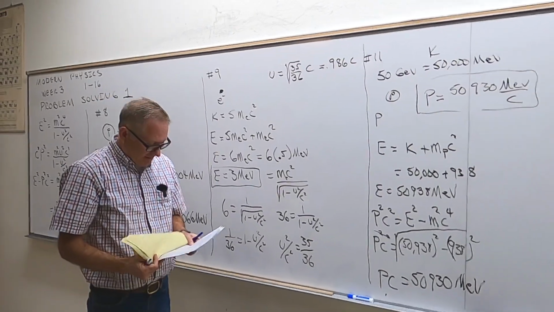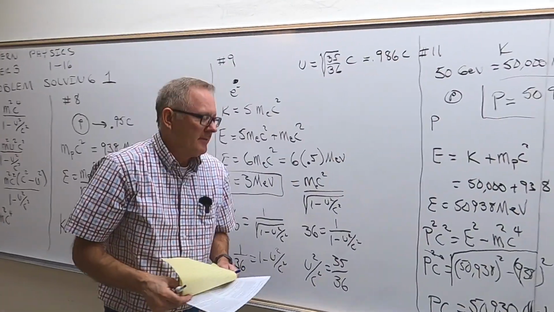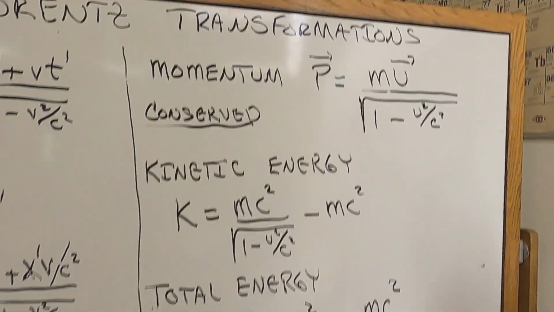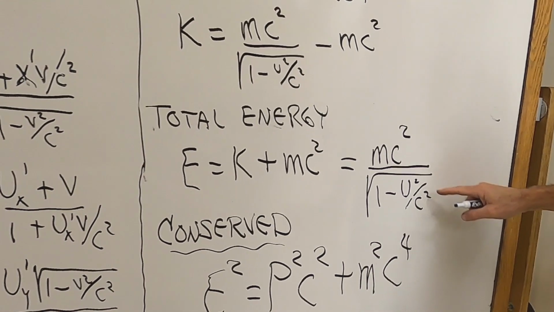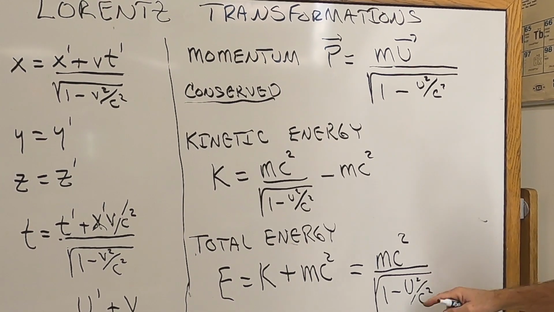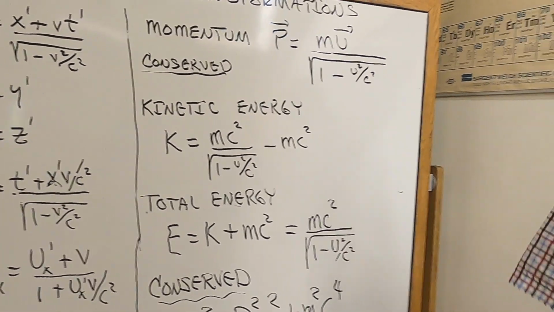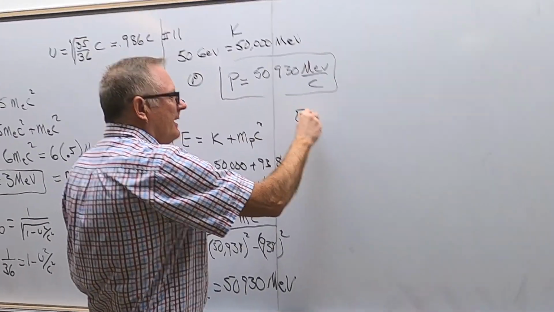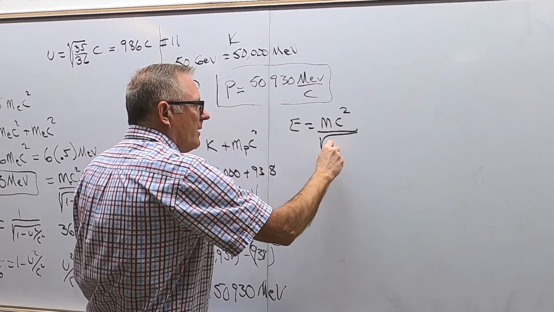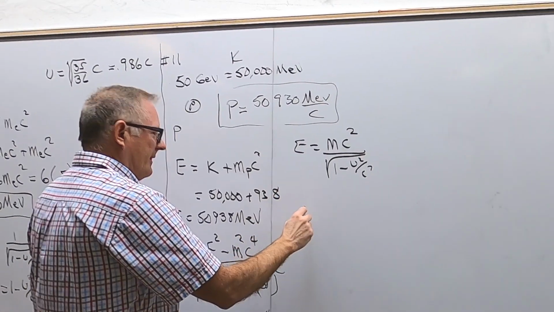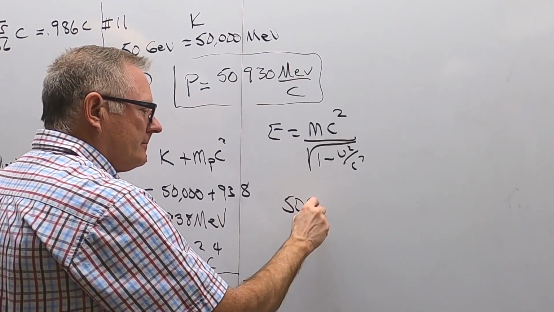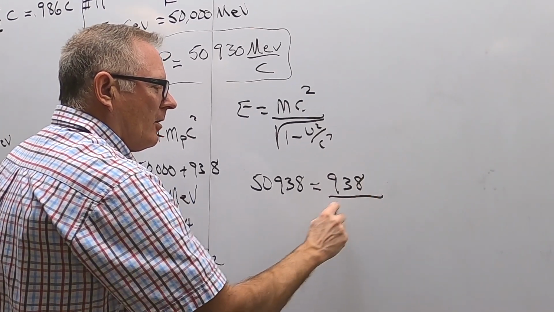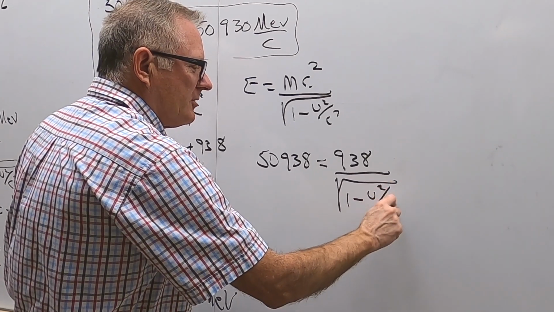Okay, this is number 11, the momentum and the speed. Now they want the speed. If I want to get the speed, I could either plug into this one since I know the momentum, or into this one since I know the energy. I like this one better because there's only one u in it. Here there's two u's and it'd be a little harder to solve. So we got E, which we said was 50,938. We plug it into E equals mc squared all over the square root of 1 minus u squared over c squared. So 50,938 equals mc squared, which we already said was 938, all over the square root of 1 minus u squared over c squared.